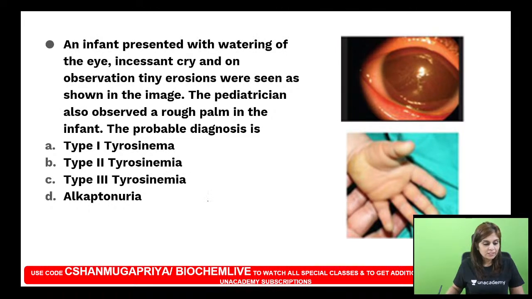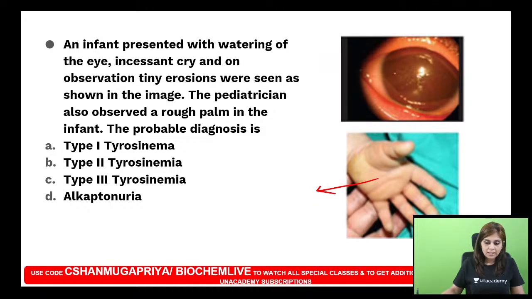So this is the last question for today. An infant presented with watering of the eye, incessant cry, and on observation, you find tiny erosions of the eye. The pediatrician also observed a rough palm in the infant. The probable diagnosis is it type 1 tyrosinemia, type 2, type 3, or alkaptonuria? Can anybody try answering this?